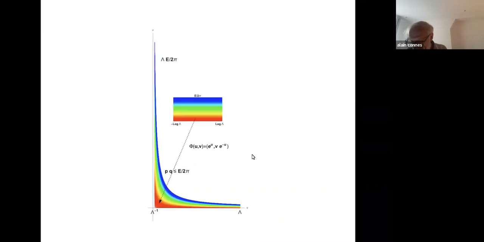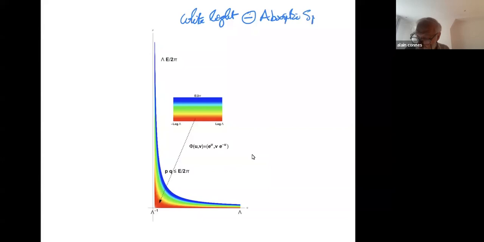And how does this go? Well, the simple manner in which it goes is that you take the white light and subtract from it the absorption spectrum. What you obtain by doing that is an emission spectrum. But as we shall see what happens.